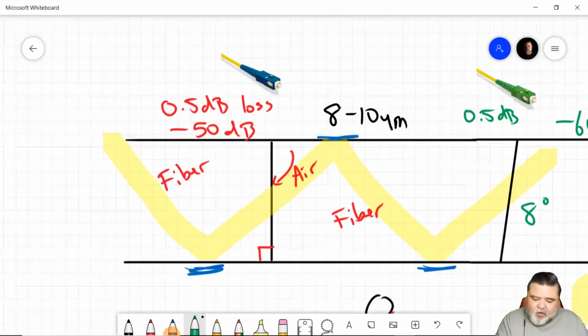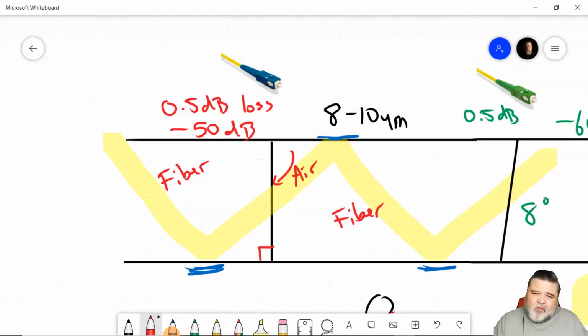So conceptually, if you picture a UPC connector, so you've got a blue boot connector in a UPC connector. So I have this UPC connector. It has a flat cleave on the fiber. What that means to me is the reflection is going to return at the same angle. So if I bounce a tennis ball off the floor in my office and it hits the wall, which is my flat cleave, it's going to come back roughly at the same angle.